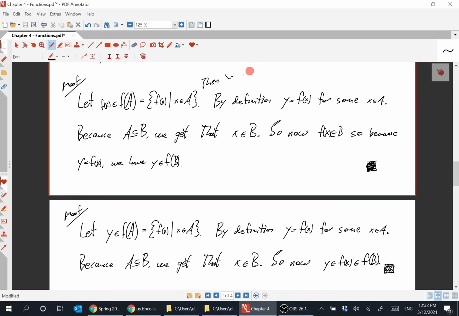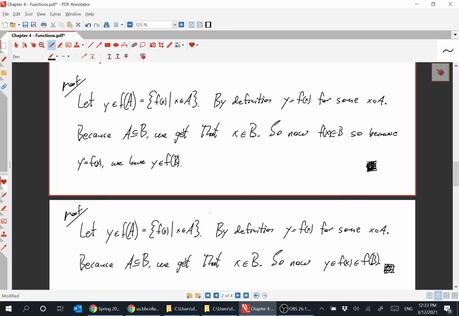So the way it goes is, you let y be an element of the image of A. Therefore, there is some x in A such that y is f of x. Now, because A is a subset of B by assumption, x is in A and A is a subset of B, so x is in B. Therefore, f of x is in f of B. So, because y is equal to f of x, y is an element of f of B.